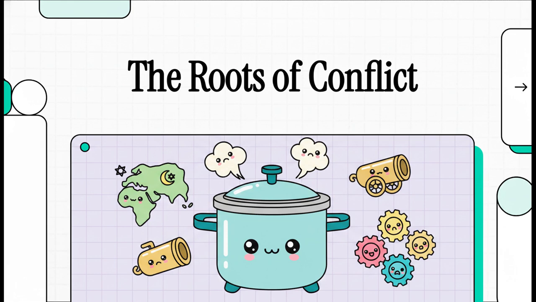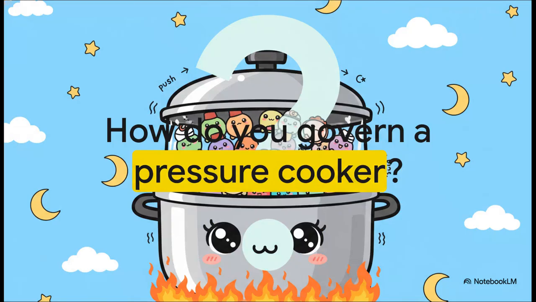Literally back to the late 19th and early 20th centuries, long before the outbreak of the First World War, to examine the multi-ethnic Ottoman Empire. And to truly grasp the environment that cultivated these tensions over centuries, I want you to imagine a really powerful metaphor, a giant geopolitical pressure cooker. So how exactly do you govern a pressure cooker?